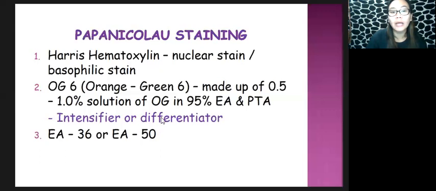Please take note, it is considered to be a differentiator because it is used as a counter stain, specifically of your mature superficial cells. After this, again, you have to immerse it in 95% alcohol before moving on to the next stain, which is your EA36 or EA50.